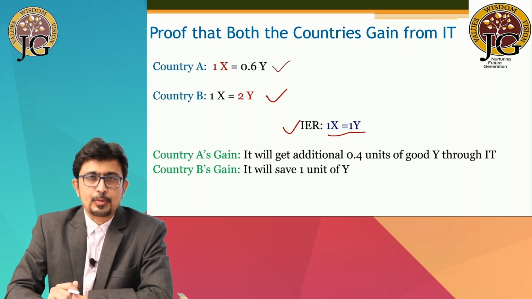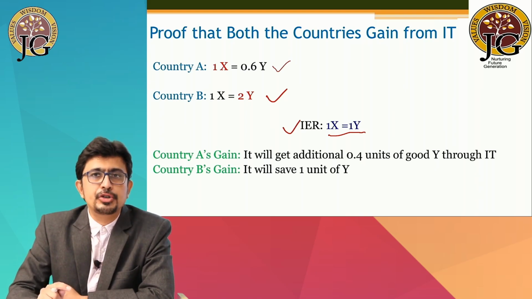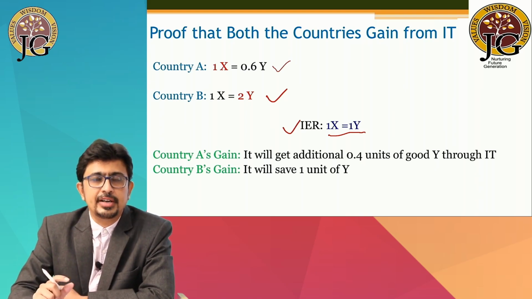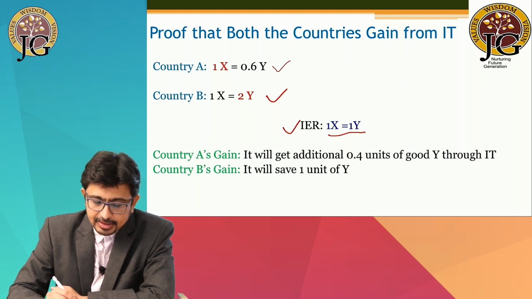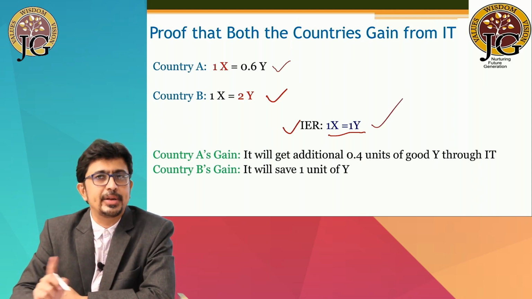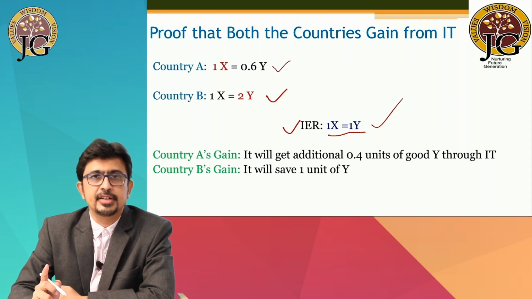Now we want to prove that instead of trying to produce both the goods on their own, if both the countries enter into international trade with each other at this rate, then both the countries will gain from international trade. International trade will be mutually beneficial to both the countries when there is comparative cost difference.